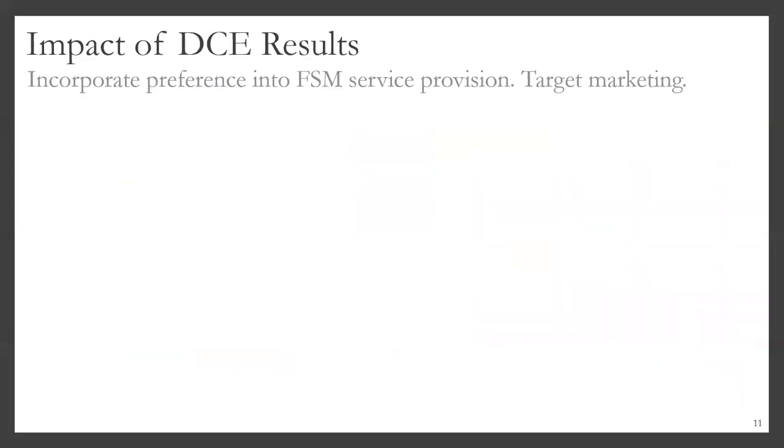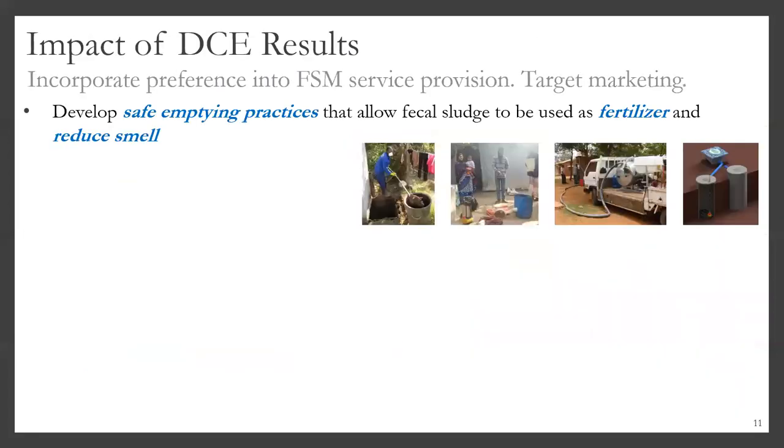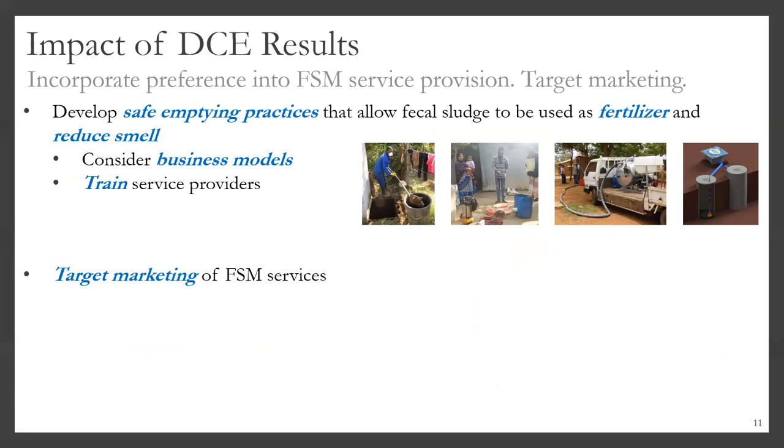So the impact from our discrete choice experiments gives us confidence in saying that we really should be developing safe emptying practices that allow fecal sludge to be used as fertilizer and also reducing the smell during that FSM service. That is what the results show that people care about. So this allows us to consider different business models and train service providers appropriately. It also helps us to target the marketing of FSM services.